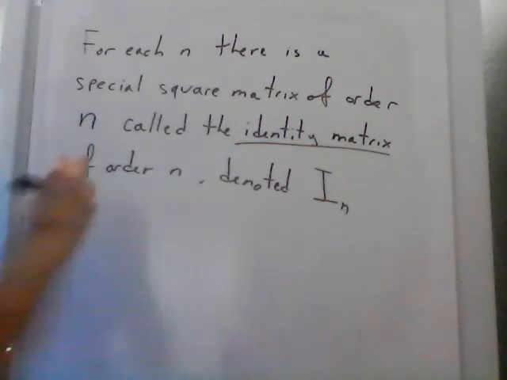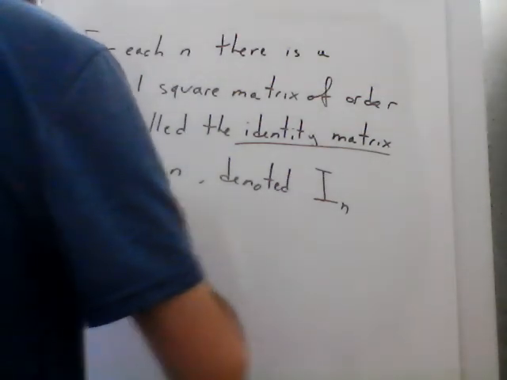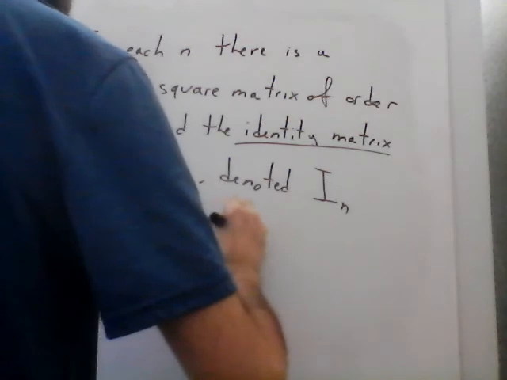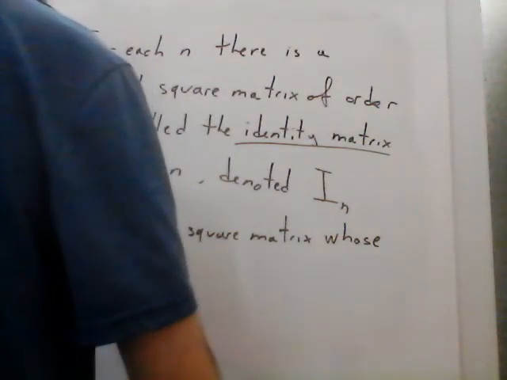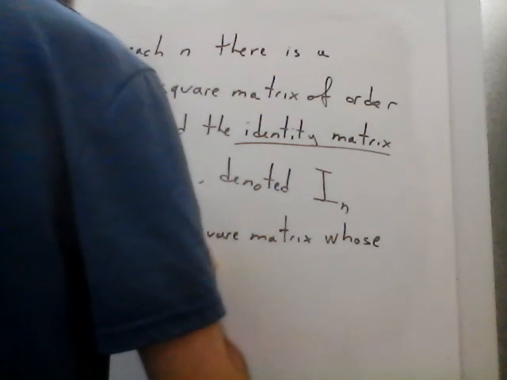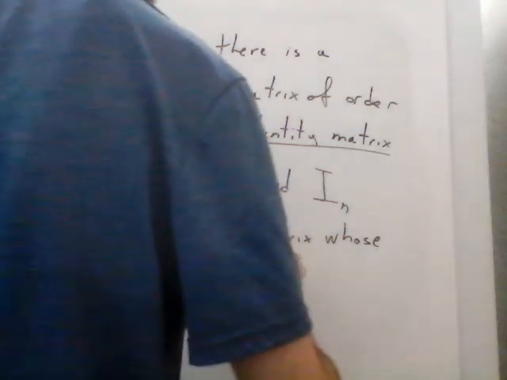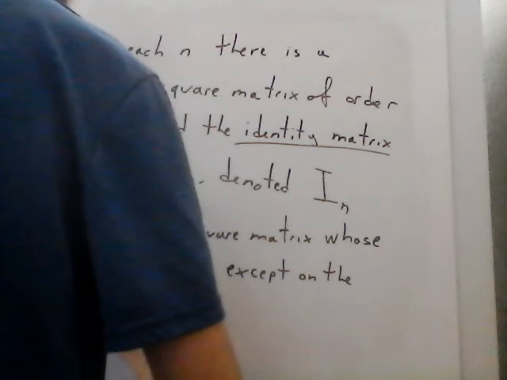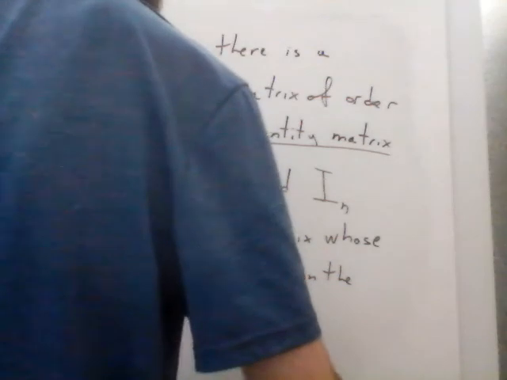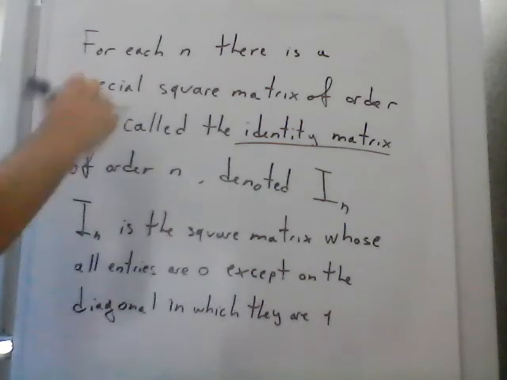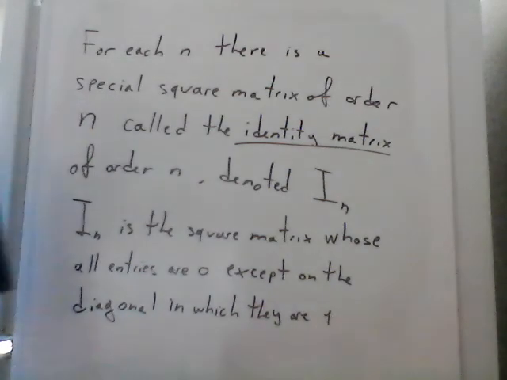And this I_n is the square matrix whose all entries are 0 except on the diagonal, in which they are 1. So all the entries are 0 except on the main diagonal, in which you have 1.